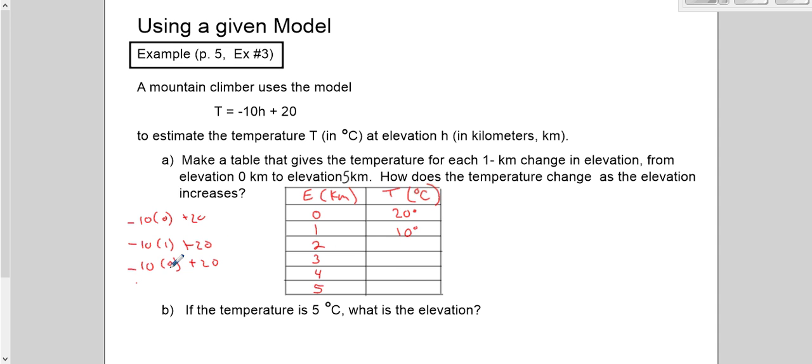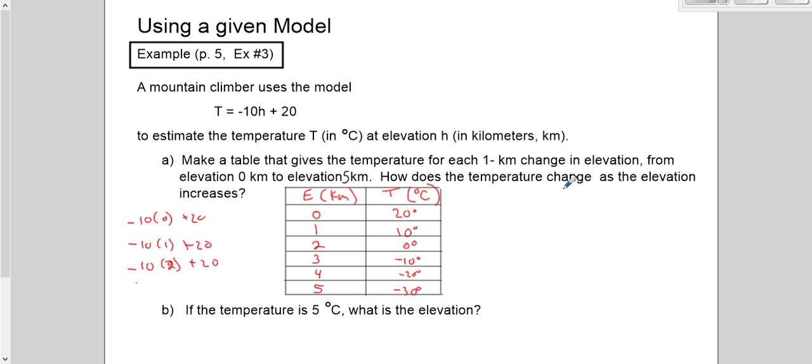Now negative 10 times 2, so that's negative 20 plus 20. My answer is 0. And once I get 3 answers here, I can start looking for patterns. I can see that I'm decreasing by 10 each time. So using the pattern, I can fill out the rest of the table without doing any extra work off to the side.